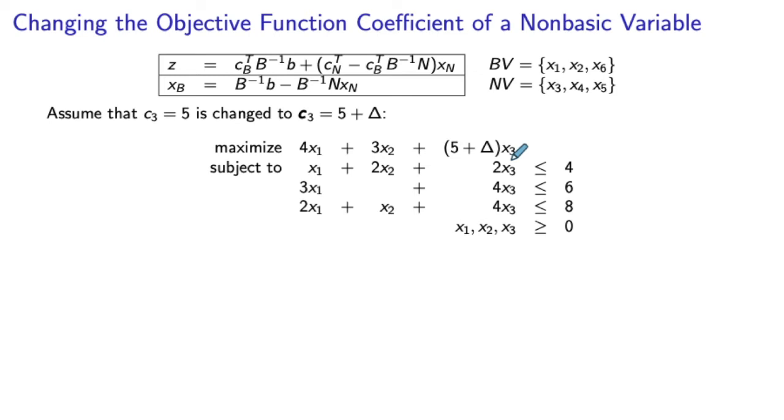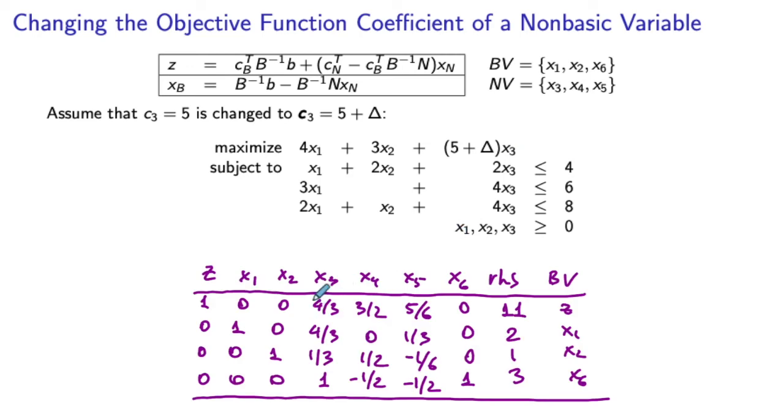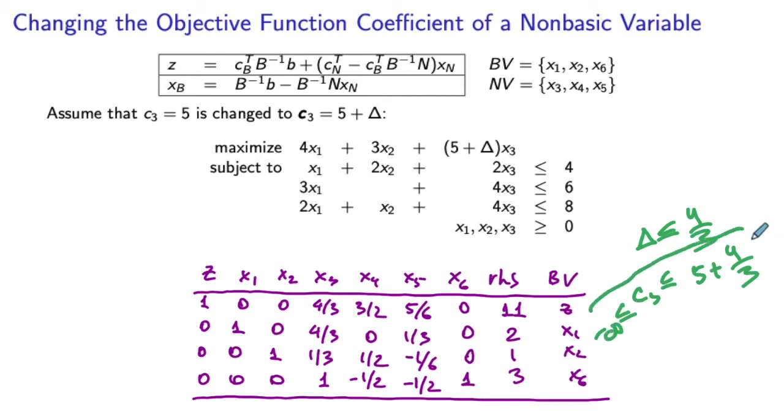If I look at the optimal tableau, we see that the coefficient for x3 is 4/3. This means that delta is less than or equal to 4/3, and my C3 is going to be less than or equal to 5 plus this range of delta, and is greater than or equal to -infinity. So this range of the coefficient for x3 will still ensure that the previously optimal basis and the previously optimal solution remains optimal. So this case is rather straightforward.